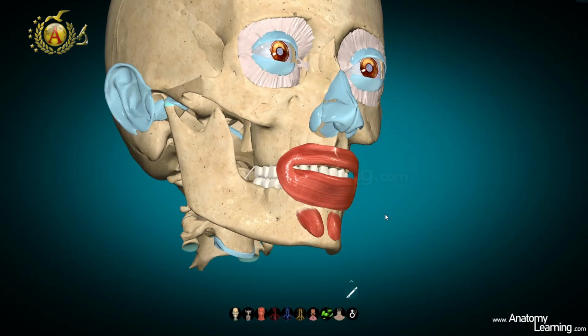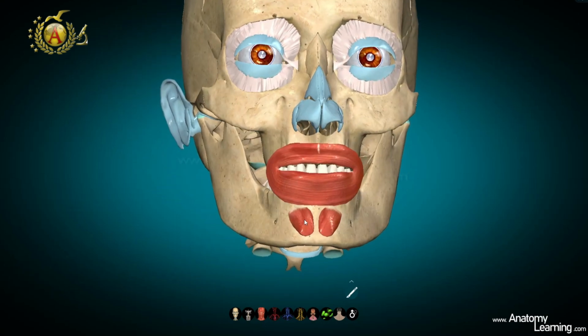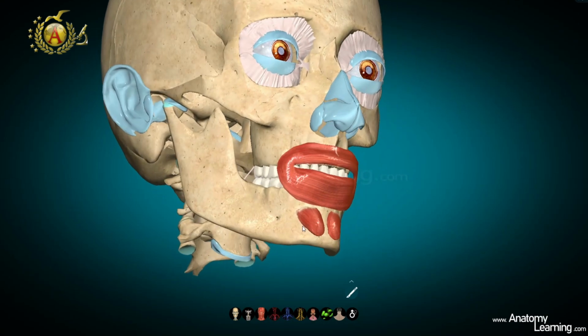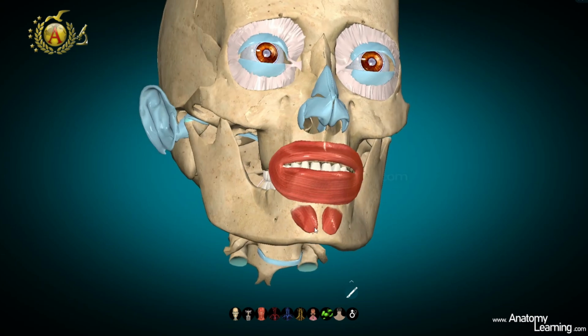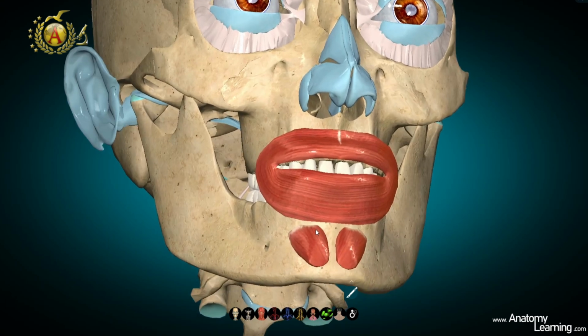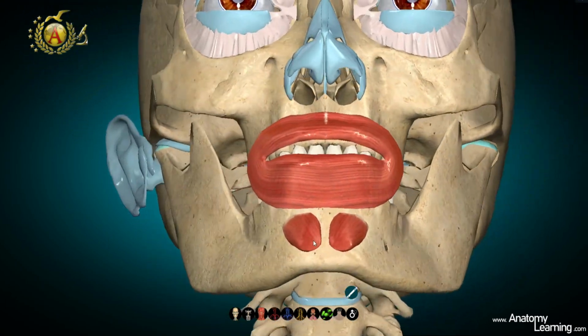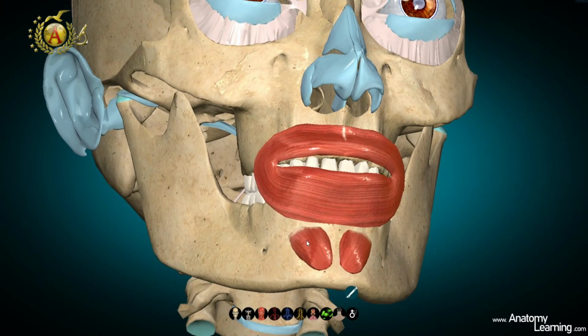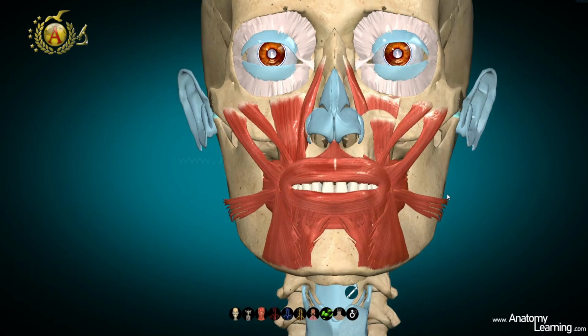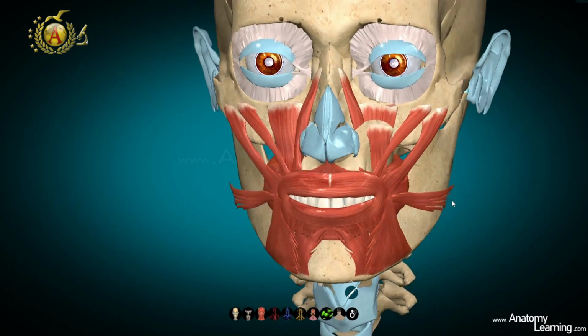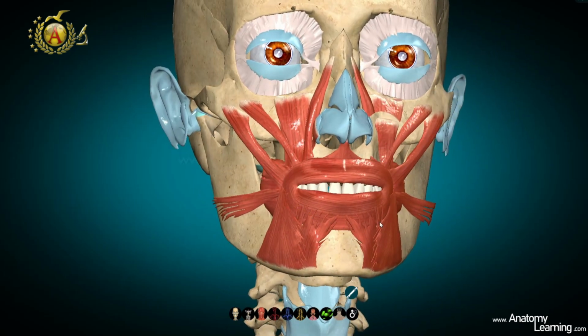Another muscle in this area is the mental muscle, which originates from the mandibular symphysis and is carried on the lower part of the orbicularis of the mouth. Its action is not so much about changing the expression of the mouth as it is more about wrinkling the skin of the chin.